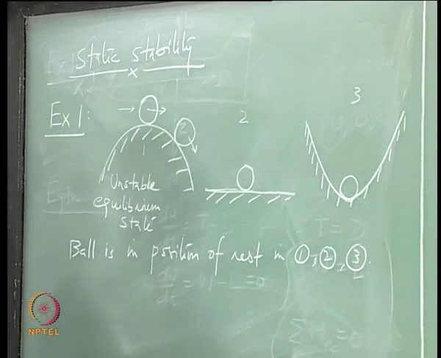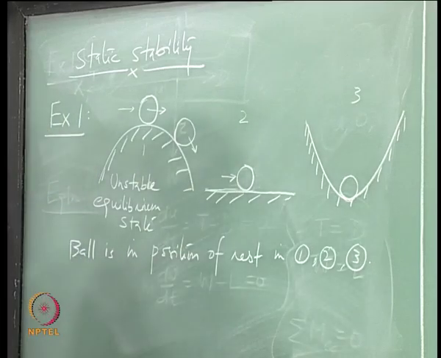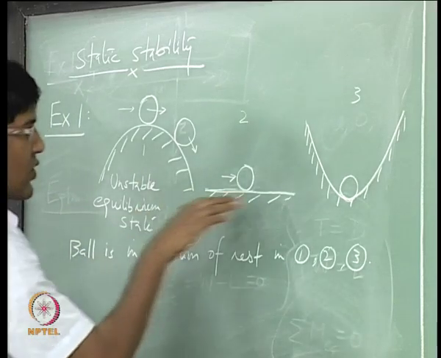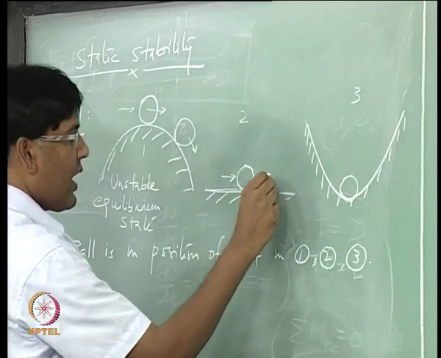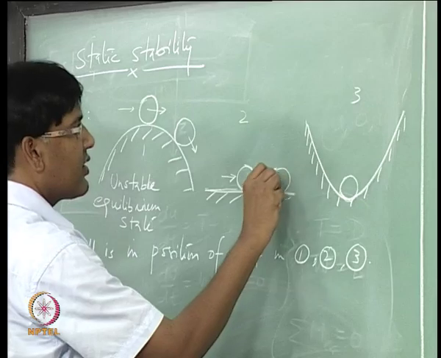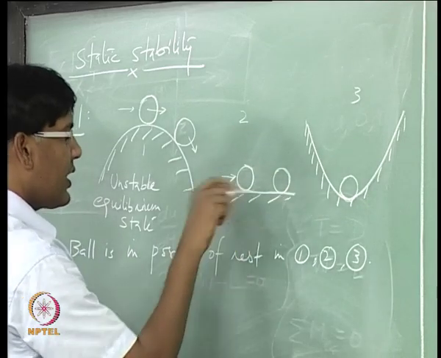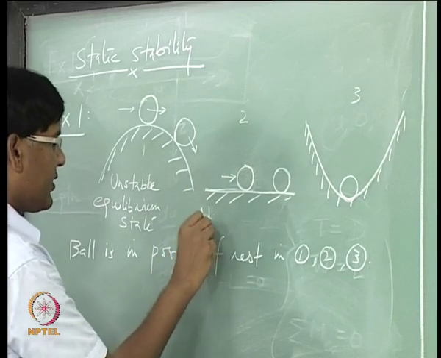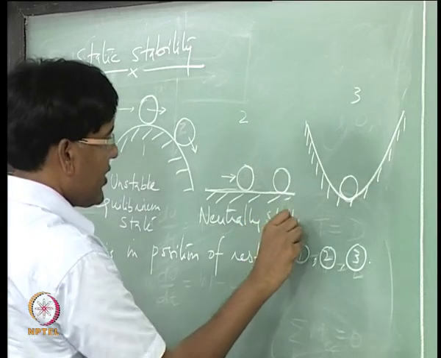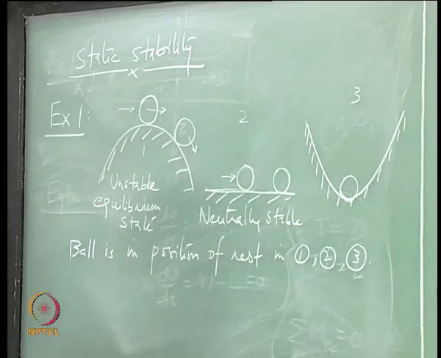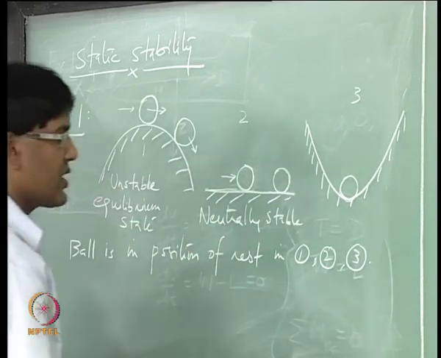Now, let us look at what is happening here. Here, when you hit the ball, it is going to go away from this equilibrium position and going to acquire another position. So, in such a case, we say that the ball is neutrally stable, or the equilibrium state of this ball is neutrally stable.